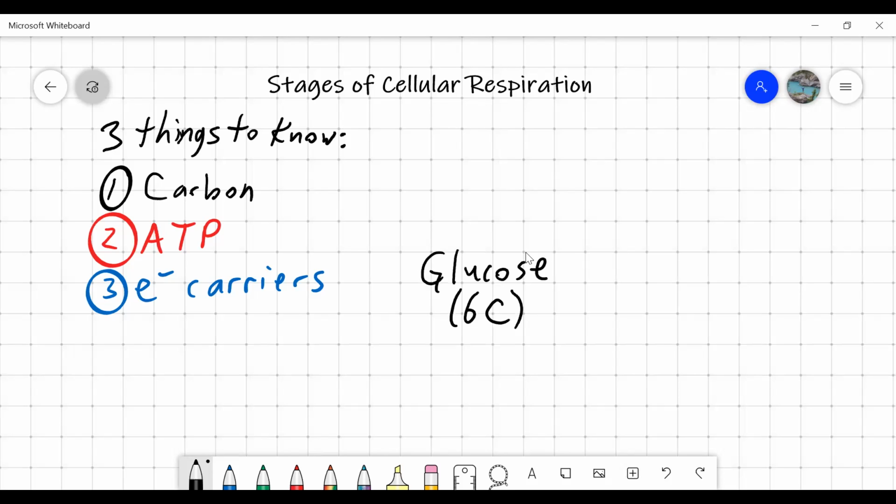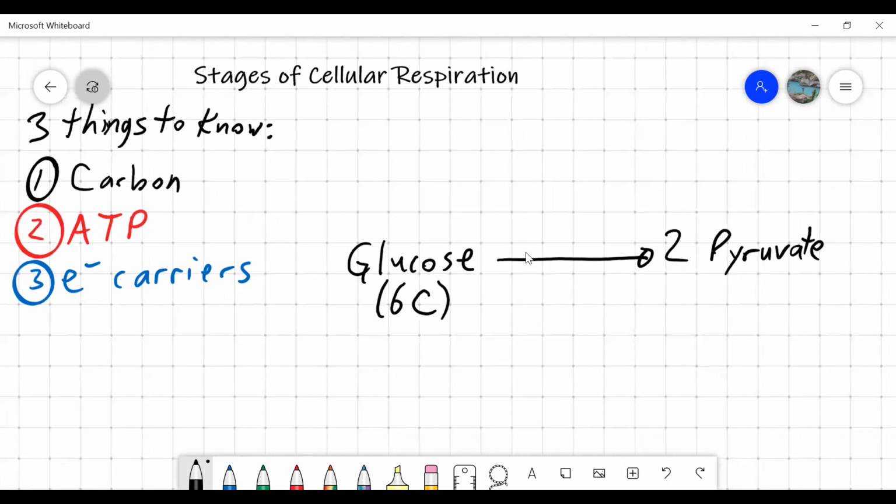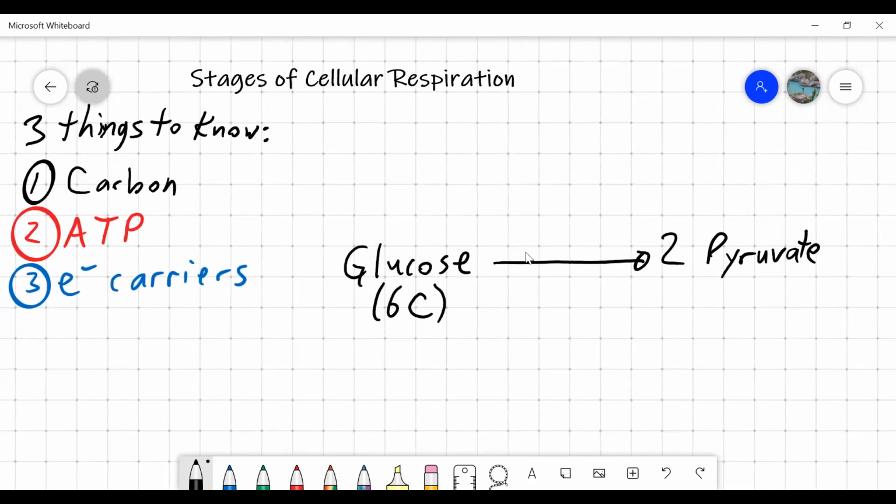Okay, and so what we're going to do is break down glucose and make 2 pyruvate. Slide this over a little bit. And pyruvate is a 3-carbon compound. All right, and so this process here is called glycolysis.